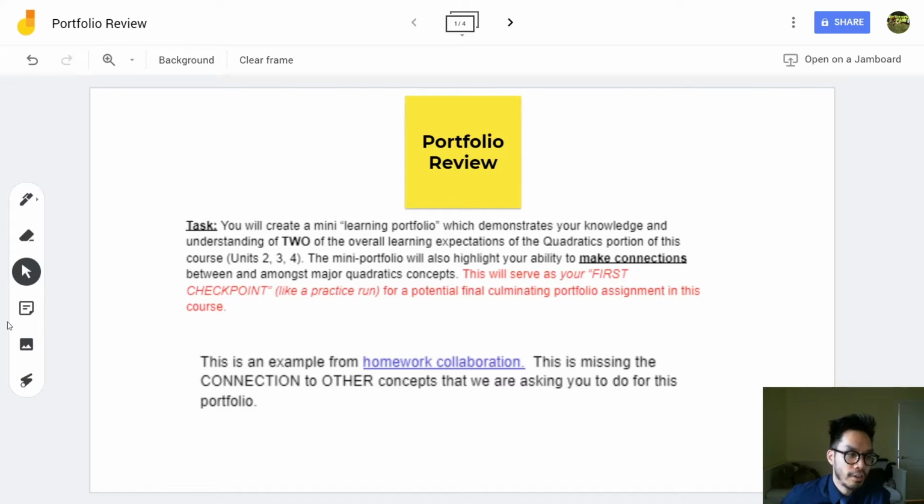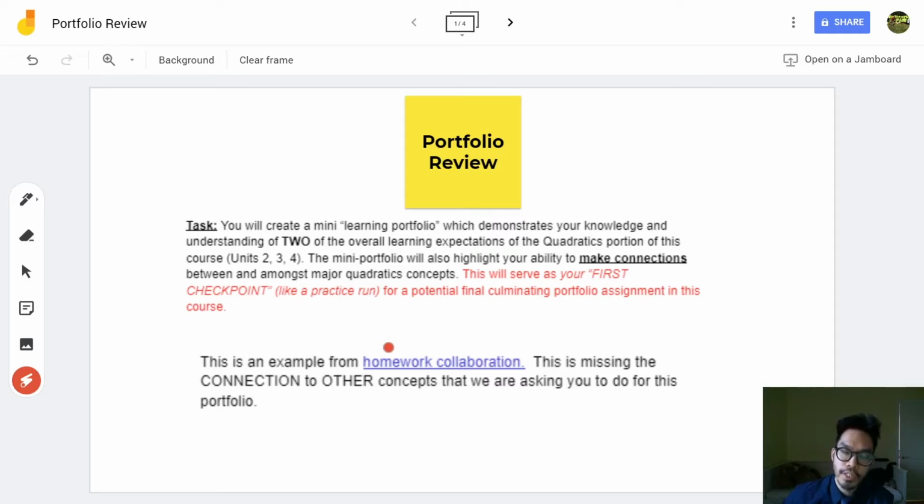Okay, I just want to highlight right here. This year, the mini portfolio will also highlight your ability to make connections between and amongst major quadratic concepts. Okay? So, it's the connections that I was trying to underline here at the introduction of the task.